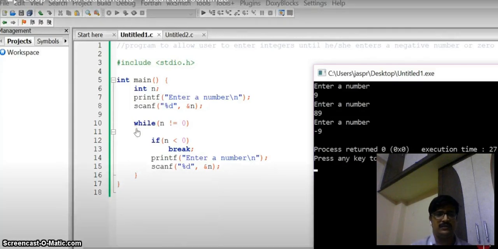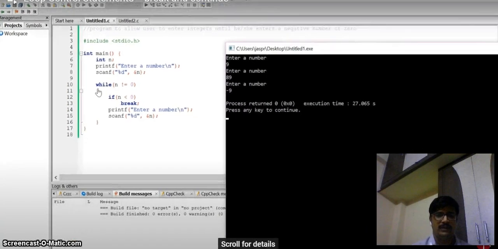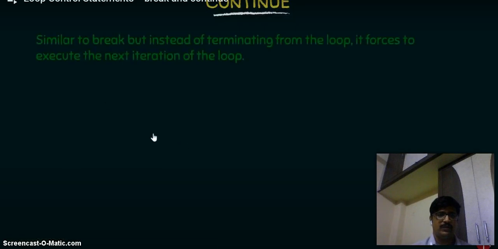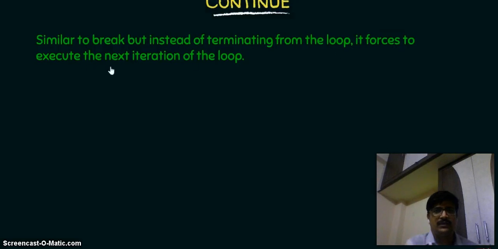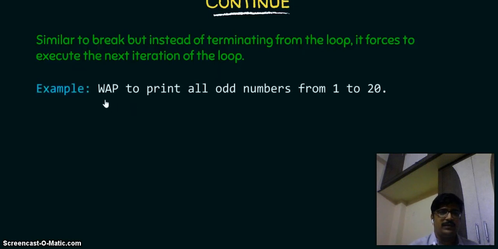Now let's consider our next loop control statement, that is continue. Continue is similar to break, but instead of terminating the loop, it forces us to execute the next iteration of the loop. Again, in order to understand this, let's go with an example. Write a program to print all odd numbers from 1 to 20.